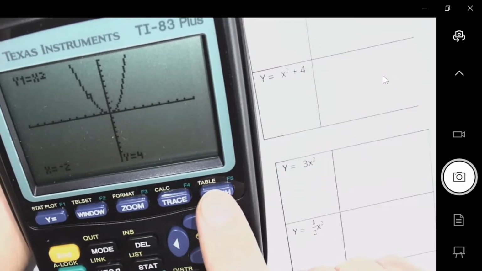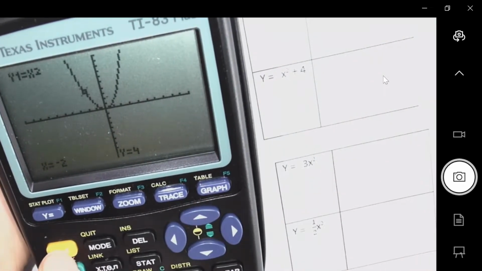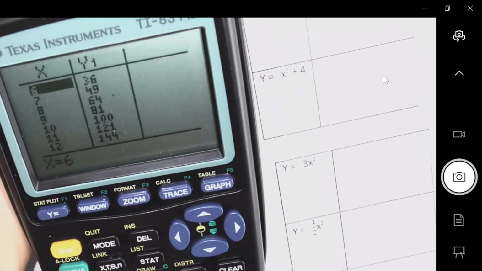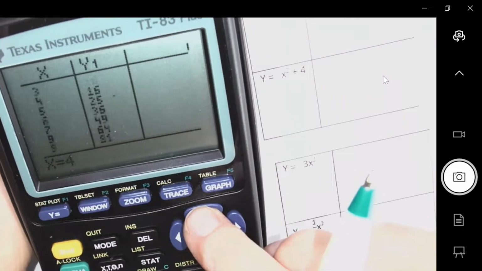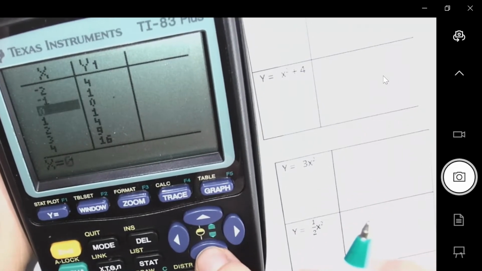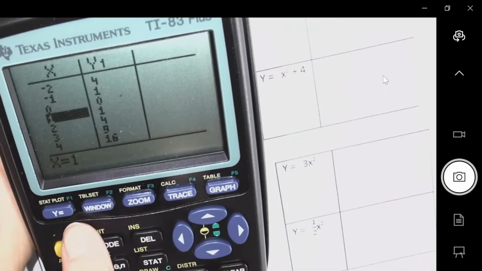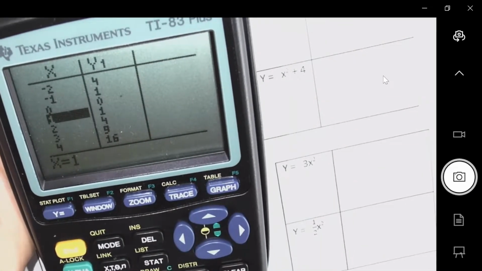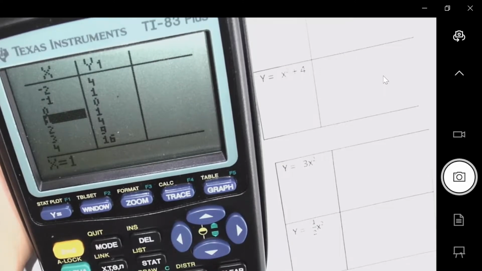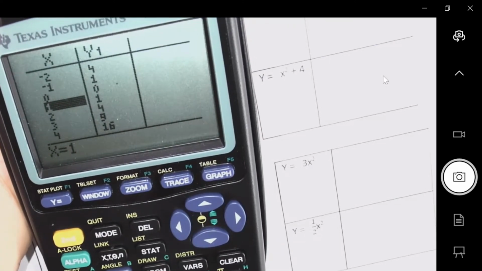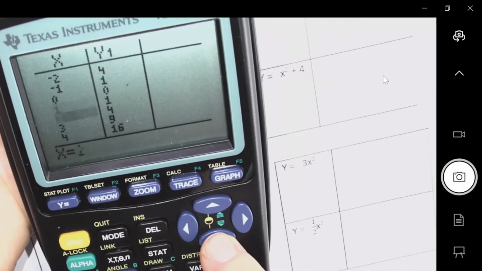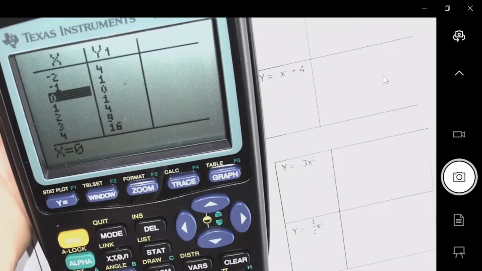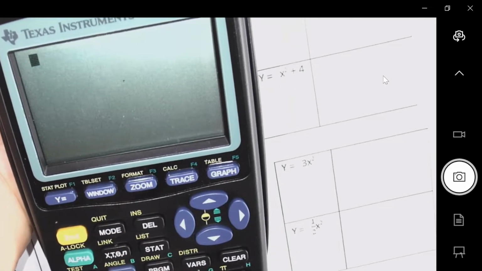Okay, I can also do this kind of thing. Over here is a table of values. So I'm gonna go, it's yellow, so I have to go second and then that button. And here's the coordinates of the points. Wait, where's the table of values? Second function graph, because it's yellow. Okay, and there's your points. 1, 1, 2, 4, 3, 9. Those were my points.